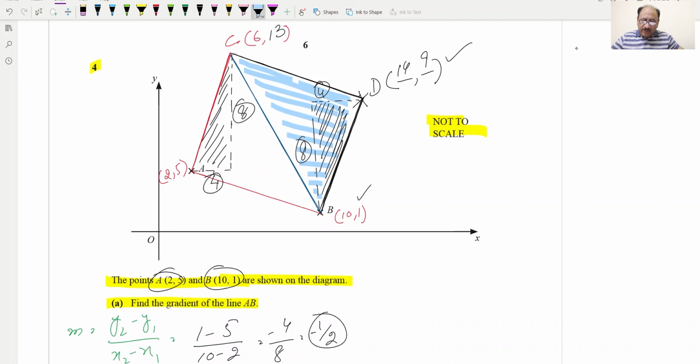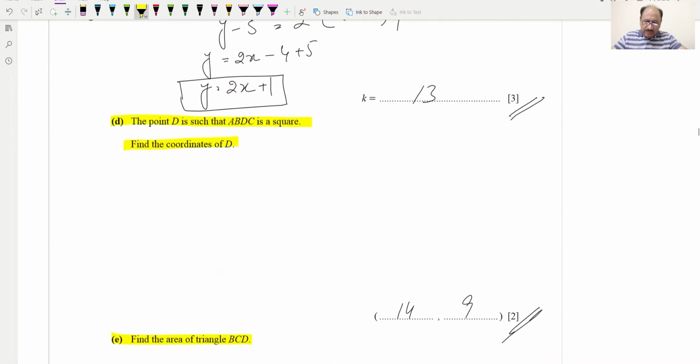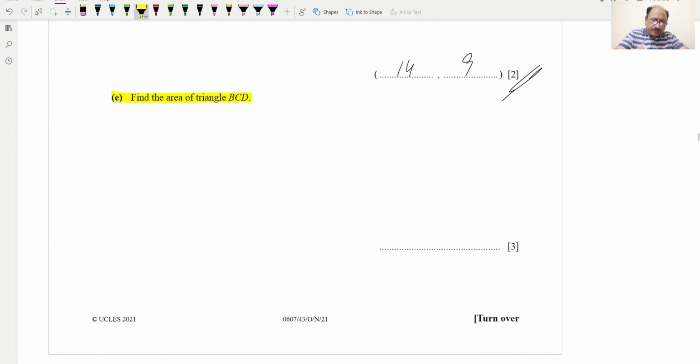First of all, we will be finding BC, which is the diagonal. We have the B point and the C point. These are the coordinates of the B point and these are the coordinates of the C point. B will be 10 and 1, and the coordinates of C are 6 and 13. And now we want BC, so we apply the length formula.